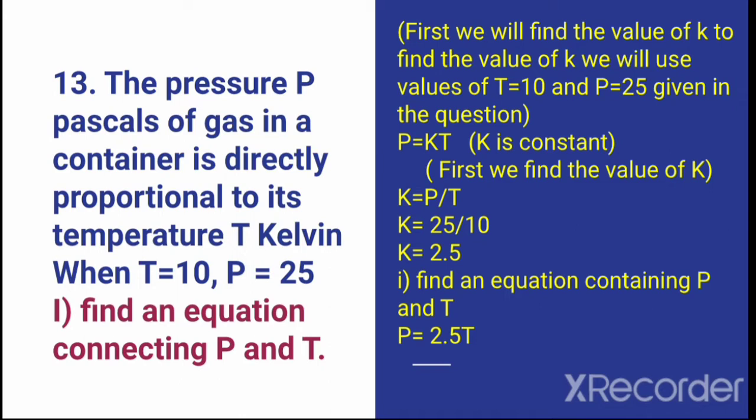Now here in this question they have mentioned P pascals. Pascal is the unit of pressure and Kelvin is the unit of temperature. So don't be confused here. They have just mentioned their units, the unit of pressure which is Pascal and the unit of temperature which is Kelvin, and they have already given the values of T which is 10 and P which is 25. In the first part we have to just find an equation which will connect P and T.